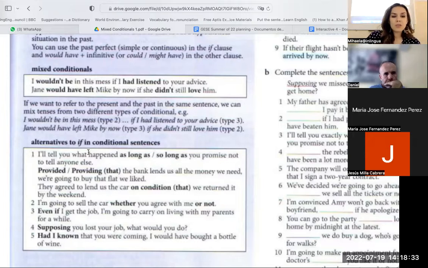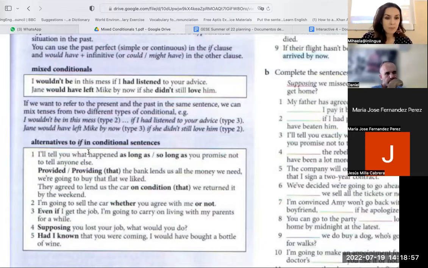Okay, number 2, I'm going to sell the car whether you agree with me or not. Just remember that whether in this situation cannot stand alone. You need or not at the end. Even if I get the job, I'm going to carry on living with my parents for a while, even if it's very emphatic. We're going to come across this when we discuss emphasis.